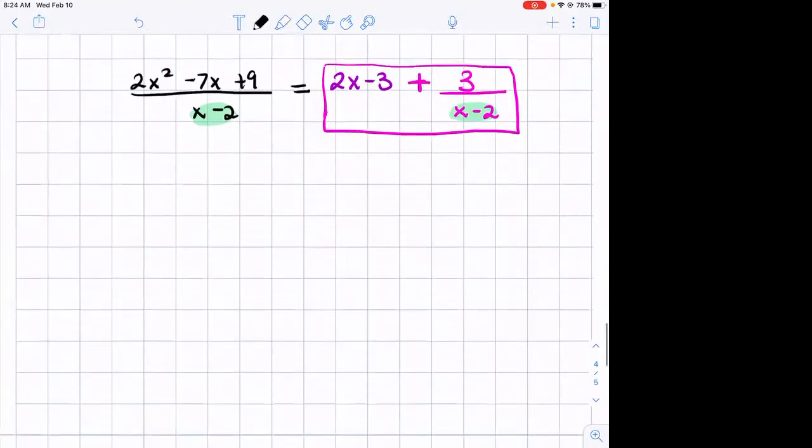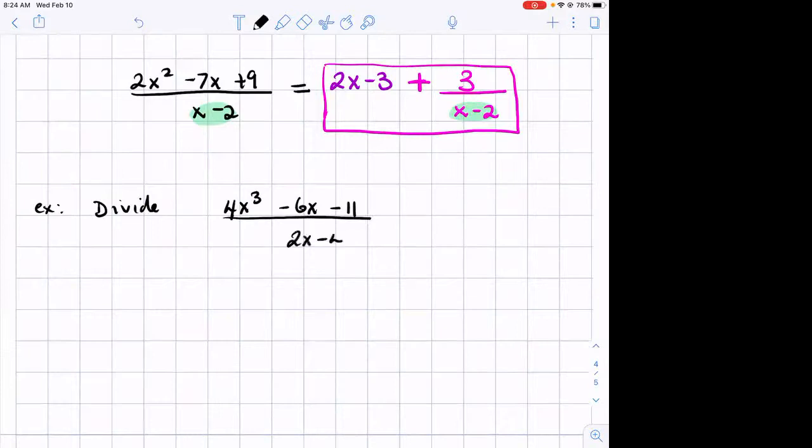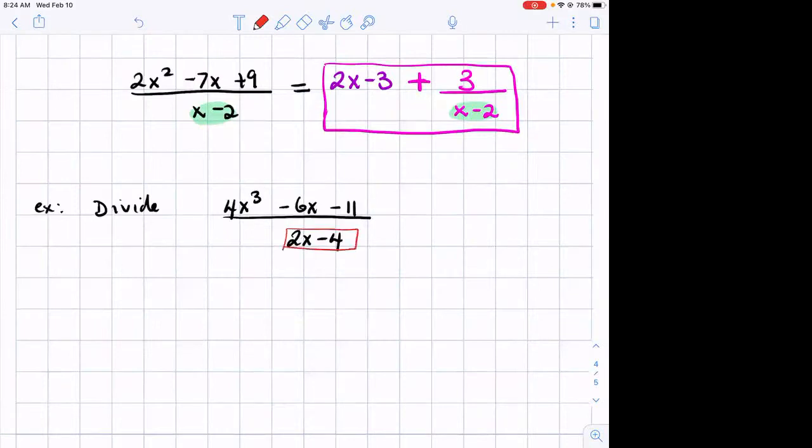Let's look at another example. Divide 4x cubed minus 6x minus 11, all of this divided by 2x minus 4. So notice that this is a binomial, so you have to do long division.